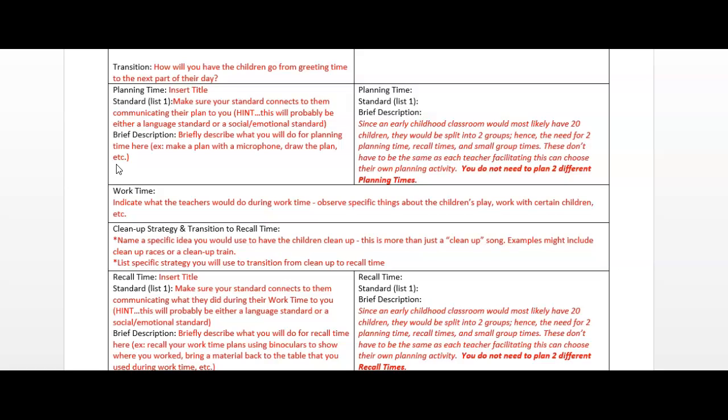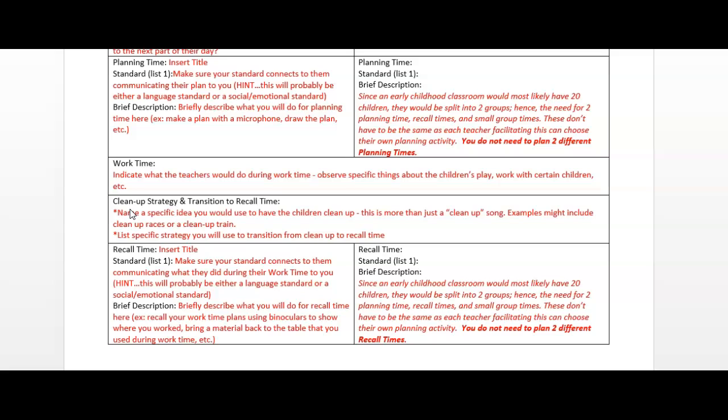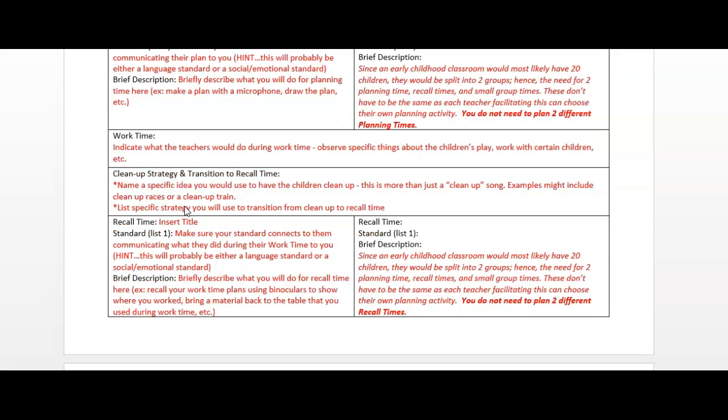So you need to just put a brief statement about what you will be doing during work time. After work time is cleanup time. So list a specific cleanup activity. This could be a game you play or singing some type of song while cleaning up. In addition to the cleanup activity, you will also list a specific transition to get the children from work time to recall time.